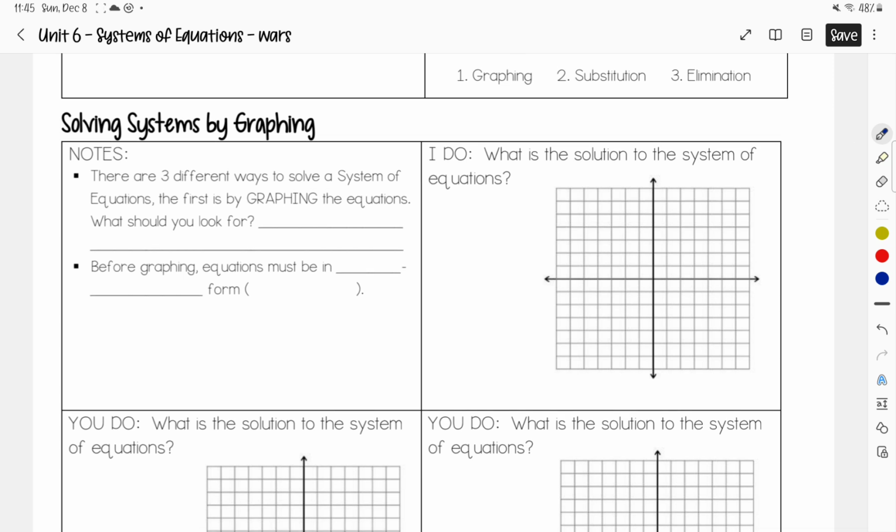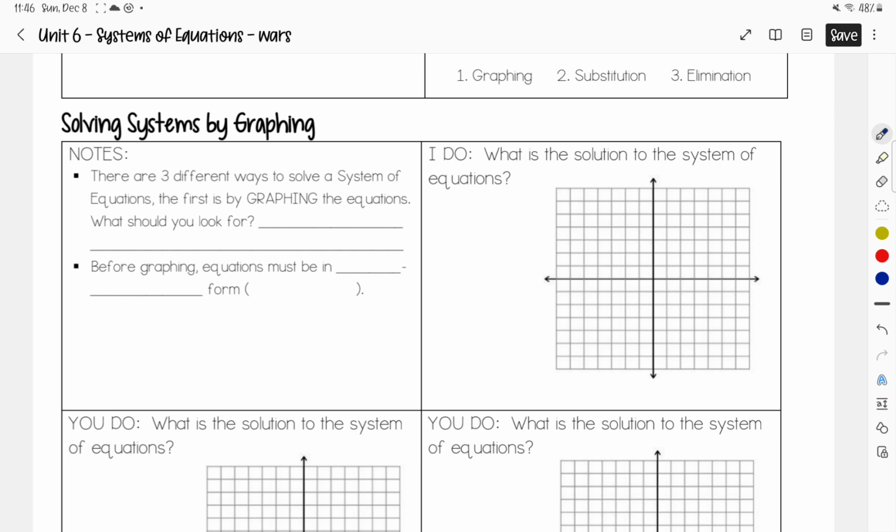Again, there are three different ways to solve a system of equations. The first is by graphing the equations. So what should you look for? You want to look for the point where the lines meet.